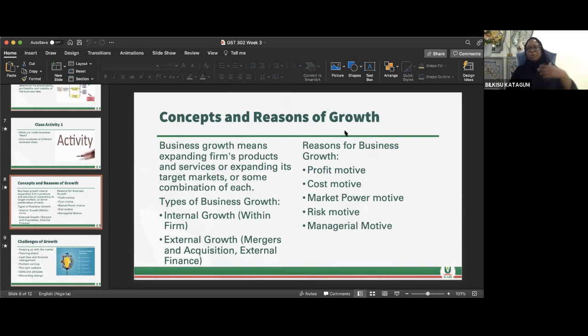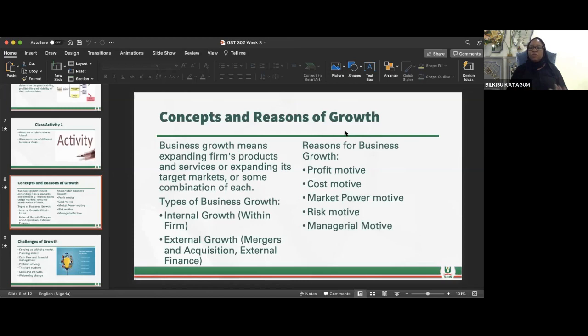An IPO is when a company goes public so that everybody can buy shares. So that's the two types of growth that companies go through or utilize if they want to. Now, there are so many reasons why businesses grow.